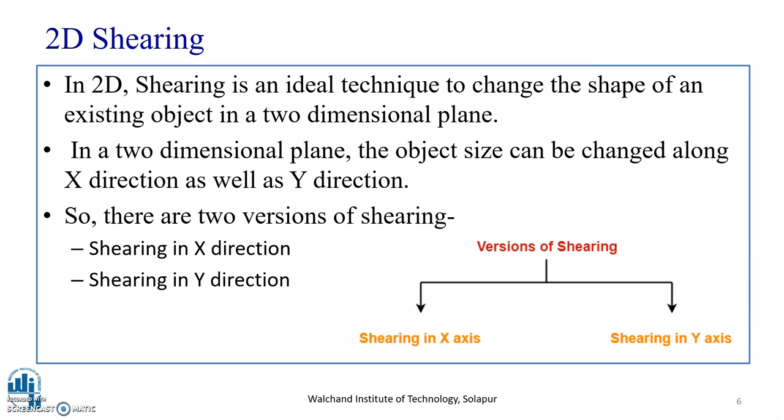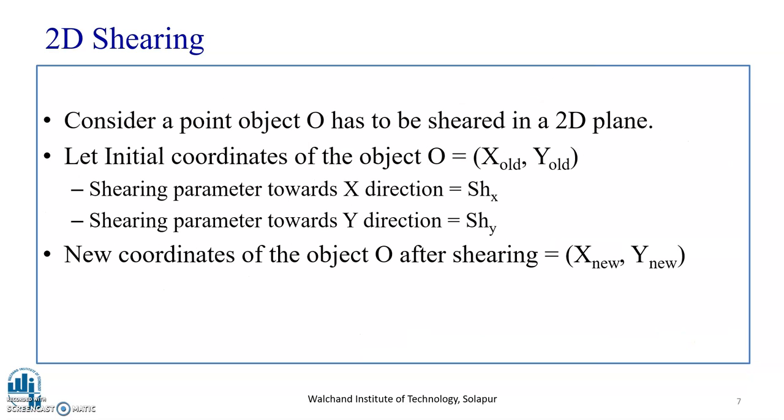Shearing is an ideal technique to change the shape of an existing object in a two-dimensional plane. In a two-dimensional plane, the object size can be changed along the x direction as well as the y direction. So, there are two versions of shearing, that is, shearing in x direction and shearing in y direction. We will see each of them in detail.